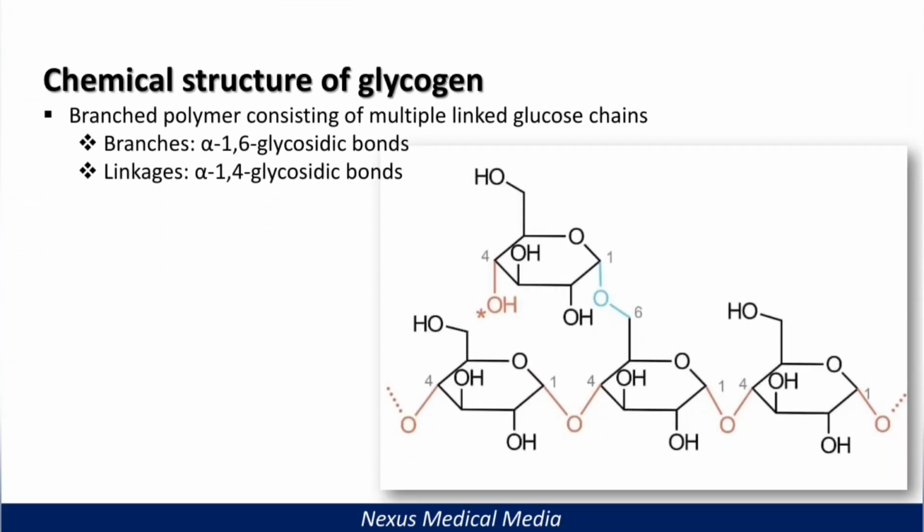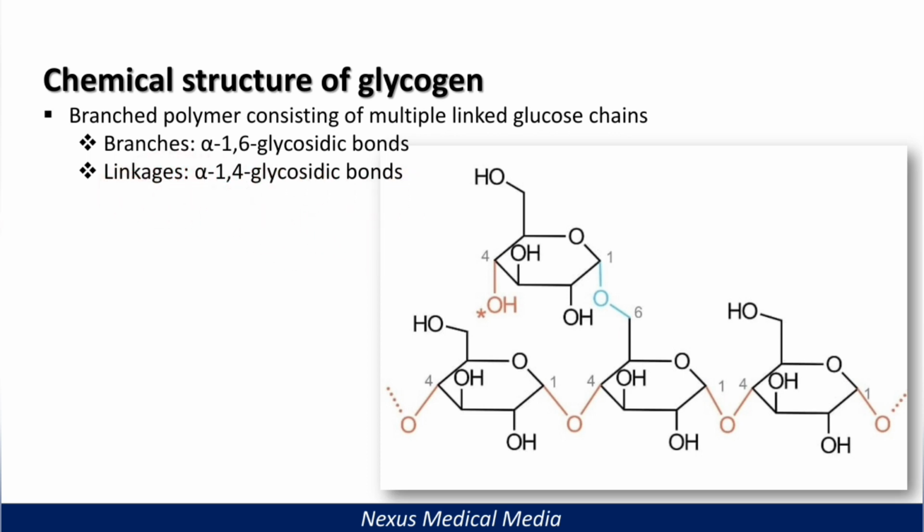So, the basic structure of glycogen. This is a branched polymer consisting of multiple linked glucose chains. It has branches and linkages. In branches, you need to remember the 1,6 glycosidic bonds, and the 1,4 glycosidic bonds are in the linkages.